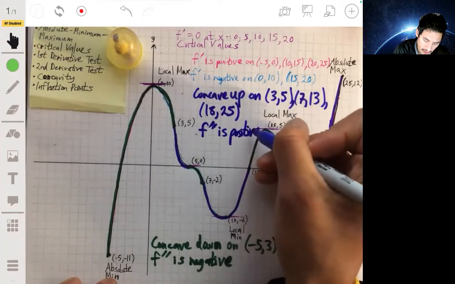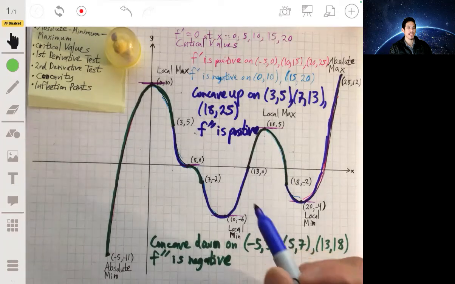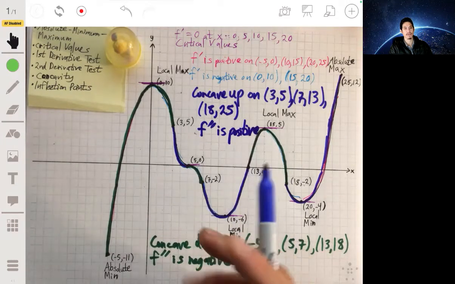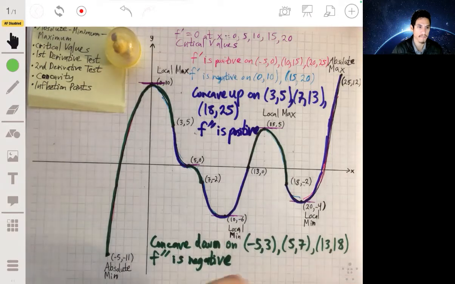And think about it, it's greater than 0 or positive when the first derivative is increasing. That means when the first derivative is getting larger, the second derivative is positive. And when the second derivative is negative, the first derivative is decreasing, it's getting smaller.